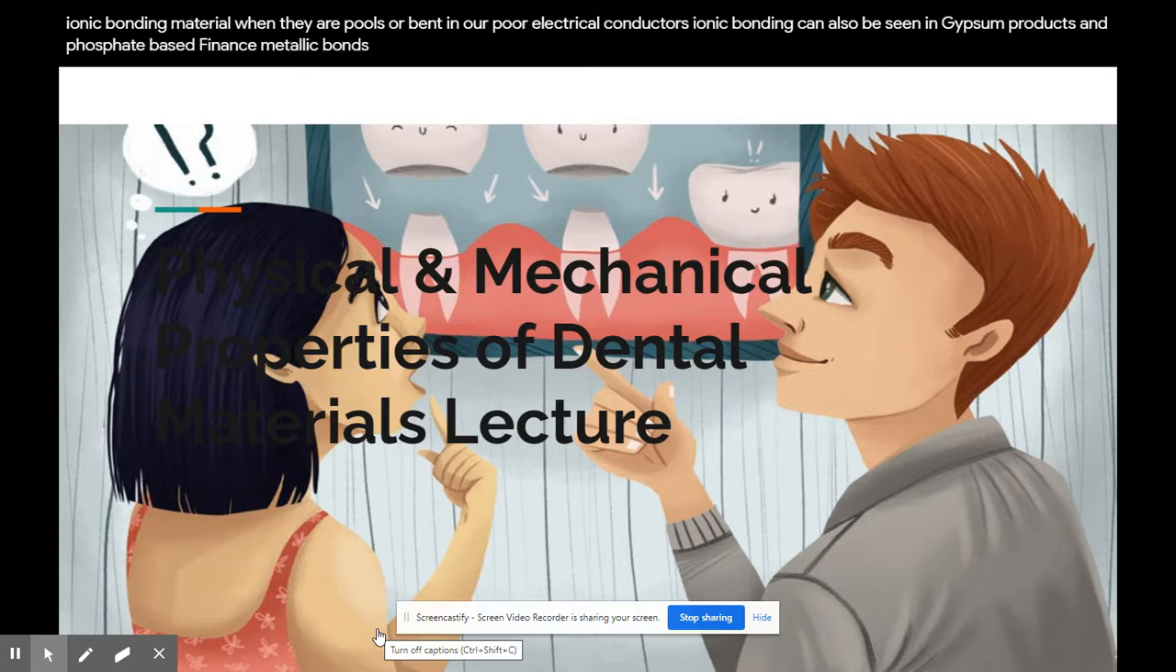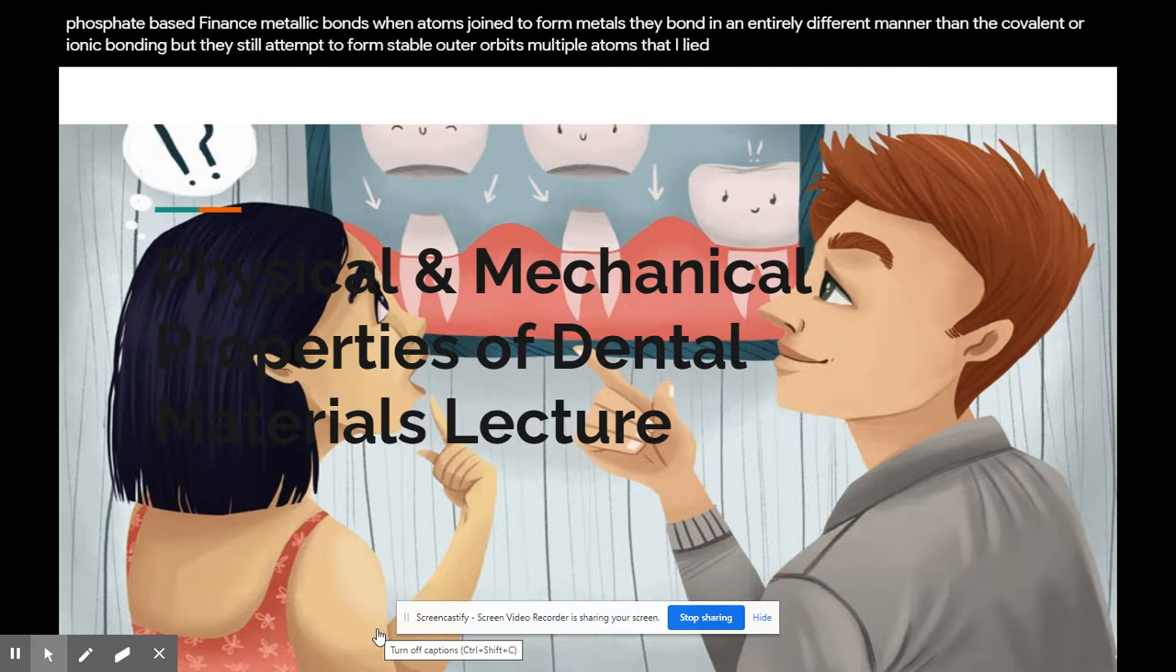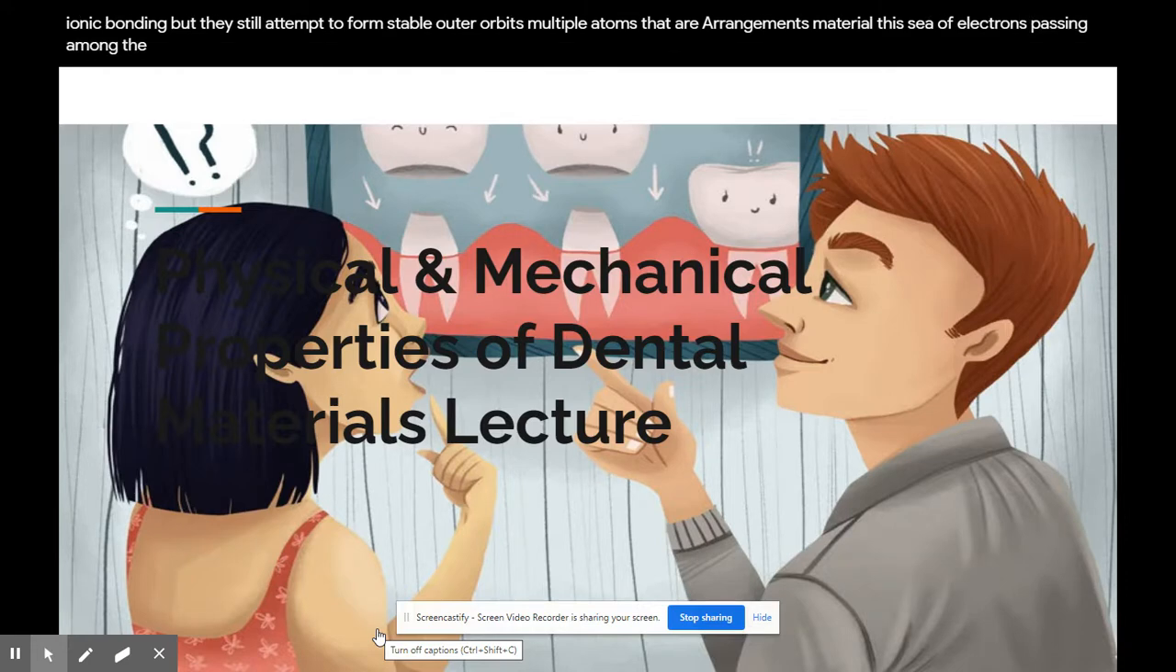Metallic bonds. When atoms join to form metals, they bond in an entirely different manner than the covalent or ionic bonding, but they still attempt to form stable outer orbits. Multiple atoms in a lattice arrangement share a large pool of valence electrons that move throughout the material. This sea of electrons passing among the atoms produces what is called metallic bonding.